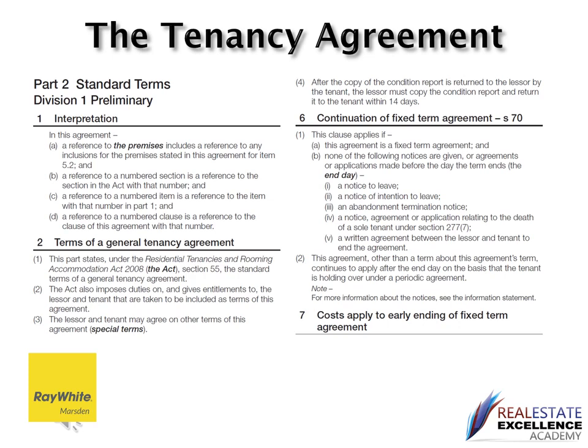All the standard terms are important. For example, Standard Term 7 sets out that costs apply to early ending of a fixed term agreement. Once you've signed the agreement for a fixed term, you are locked into the agreement until the end of the tenancy or another legal matter applies. Be sure that you clearly understand these terms, especially Standard Term 7, prior to committing to the tenancy.